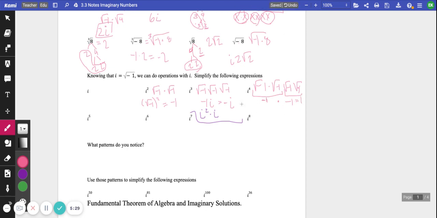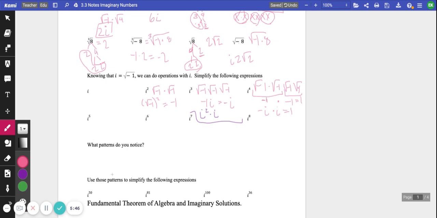Or I can look at it, I could do i cubed. We have negative i, that's what i cubed is, times i. Well, i times i is -1. And then we have -1 times negative, which makes it a positive 1. So 2 different ways get the same answer.